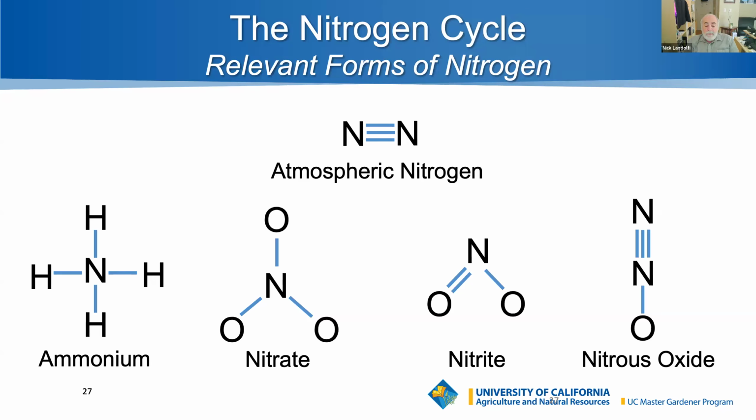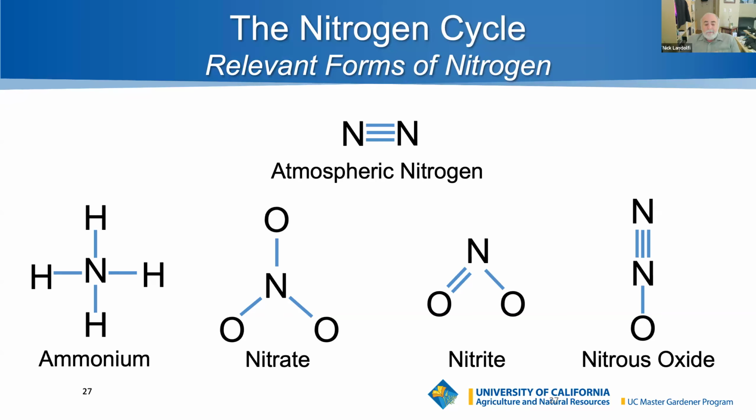The blue bars between the nitrogen atoms and throughout this figure represent covalent bonds. A covalent bond is the strongest bond in chemistry, and in atmospheric nitrogen, the 2 nitrogen atoms are joined by 3 covalent bonds. This is the primary reason why plants cannot access atmospheric nitrogen. Plants do not have the energy or the enzymatic machinery to break 3 covalent bonds.